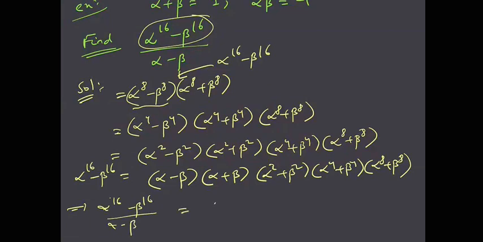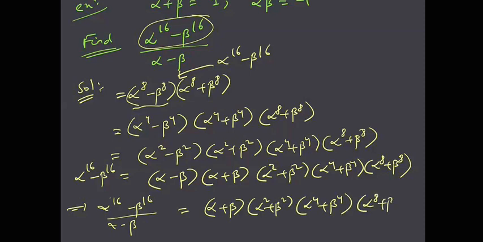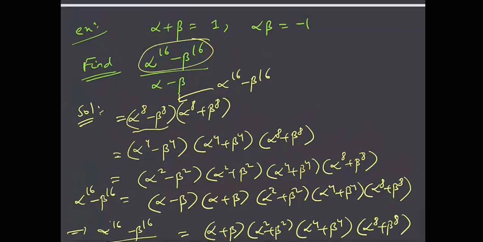Fine. So now you need to find alpha power 16 minus beta power 16 by alpha minus beta. So this is nothing but equal to alpha plus beta into alpha square plus beta square into alpha power 4 plus beta power 4 into alpha power 8 plus beta power 8, right? So this is the value. Now you need to find each of these terms. That is, alpha plus beta is already given as 1.